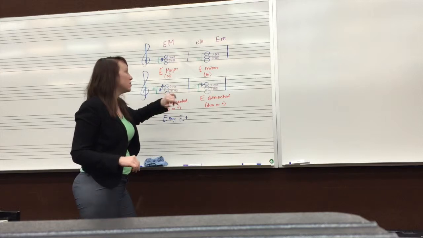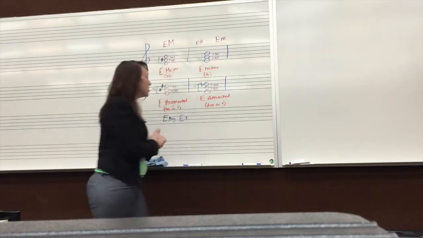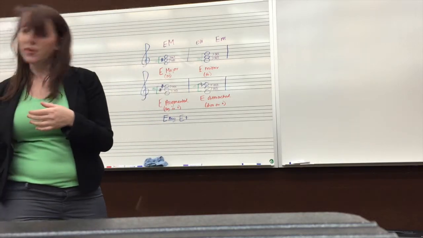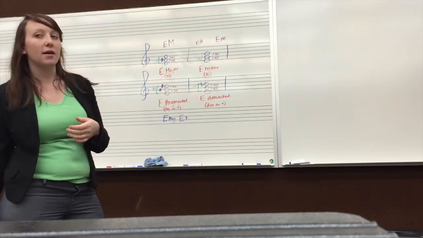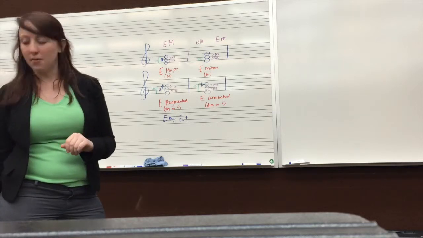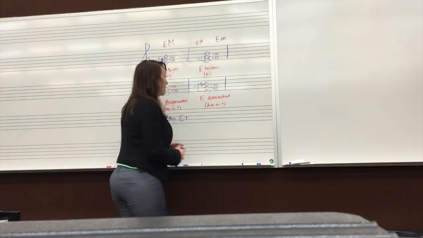Let's move to diminished, which is very similar to the minor, but the fifth is different. So the diminished describes the fifth. The E diminished chord is built with a diminished fifth, E to B flat. That is not an interval we all love that much at this point. I promise you will learn to appreciate it in the future.